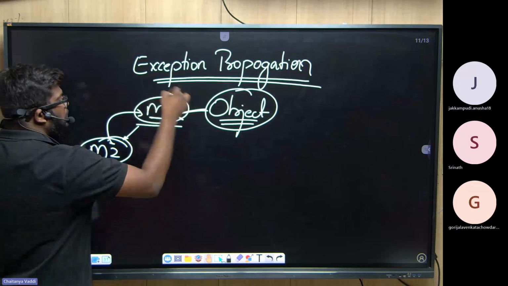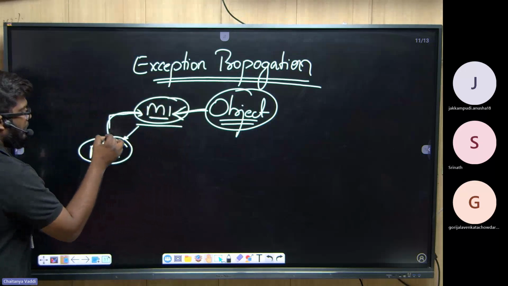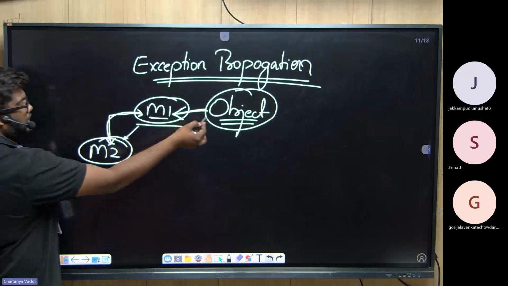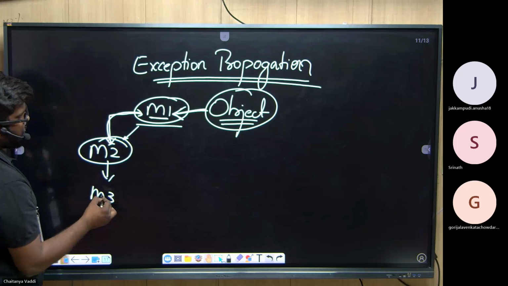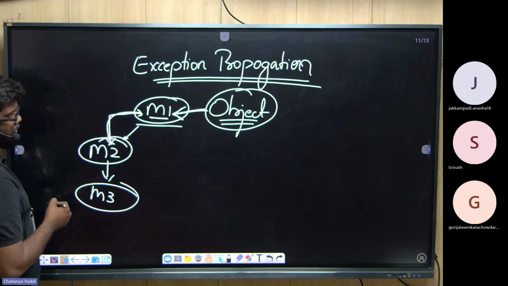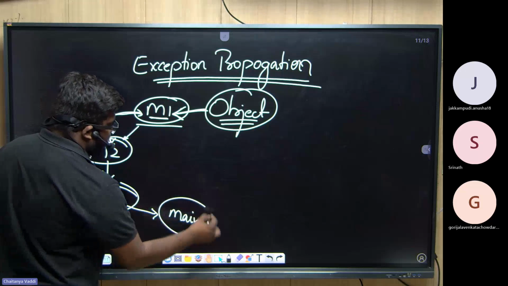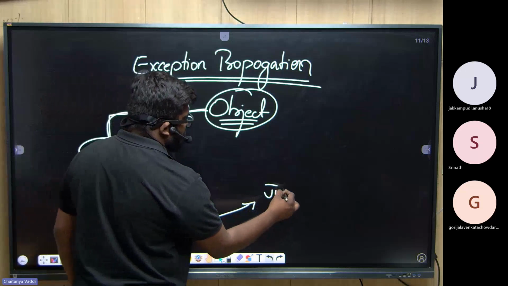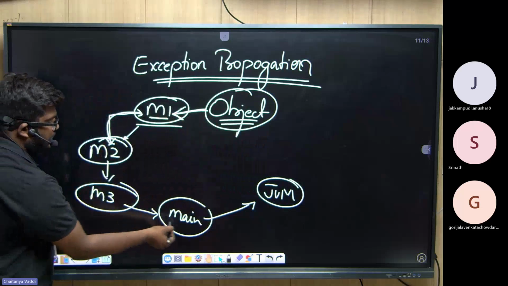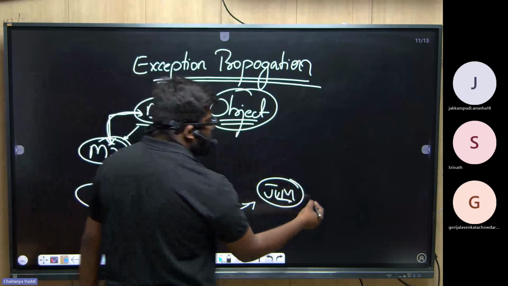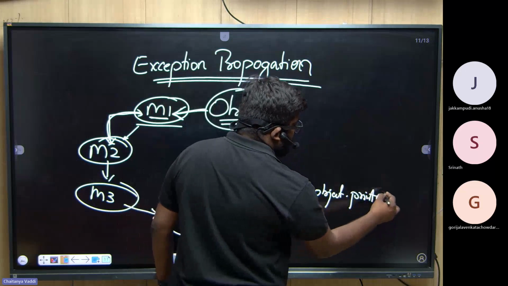But whenever you do not handle that specific object in that M1 method, it is now passed to M2 method. Okay, the object is now passed to M2 method, and from M2 method it came to M3 method. And from M3 method it came to main method, and from main method it went to JVM. So the object is going to travel all the way to JVM, and JVM with respect to this object, it is going to invoke print stack trace.